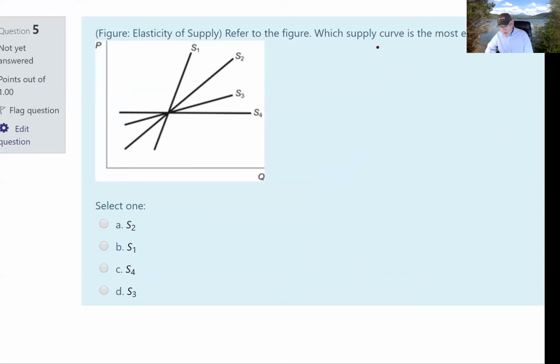Which supply curve is the most elastic? You want to always remember, elasticity is a measure of what? It's a measure of sensitivity. Whether we're talking about demand elasticity or supply elasticity, it's a measure of sensitivity. If demand is highly elastic, that means if you have even a small change in price, consumers respond a lot. They change their quantity demanded a lot. If you have an elastic supply curve, it means if the price changes just a little bit, producers are willing to change their output a lot.